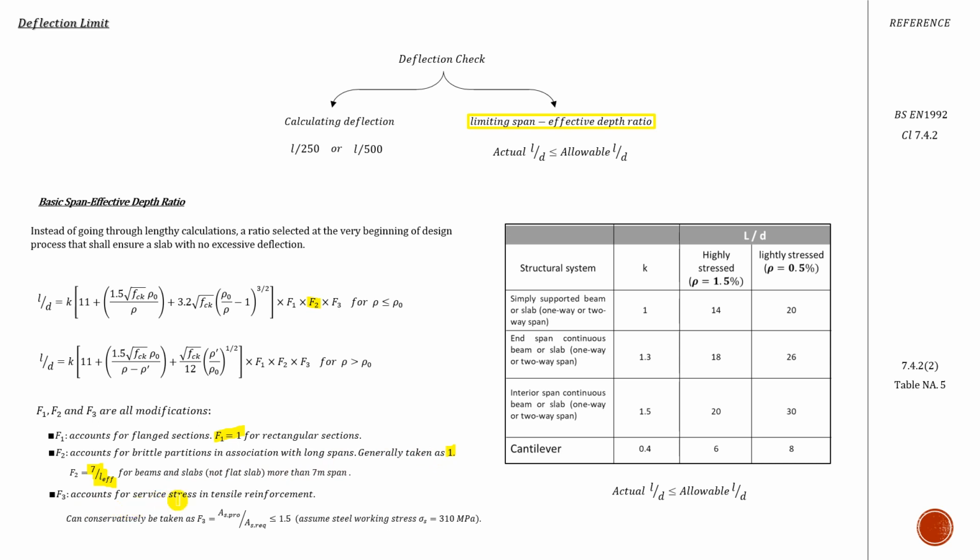The last one, F3, accounts for the service stress in the tensile reinforcement, taken as the area of reinforcement provided over the area required. This is a conservative way. There's another formula which I don't want to go through right now because it's a lengthy, maybe nasty formula, but we can go through that again. I'm being conservative here. Maybe in the future, when we design a continuous beam, I'll show it to you and show you how to do it. But for the time being, I'm being conservative with As provided over As required, which should be less than or equal to 1.5.